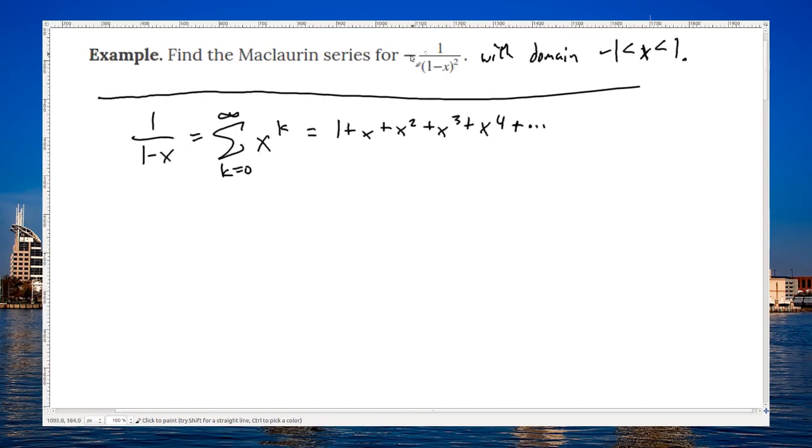Now, if I want the Maclaurin series for this, well, all I have to do is remember, what is the derivative with respect to x of 1 over 1 minus x? That is, in fact, 1 over 1 minus x squared. Excuse me. That's enough mistakes.